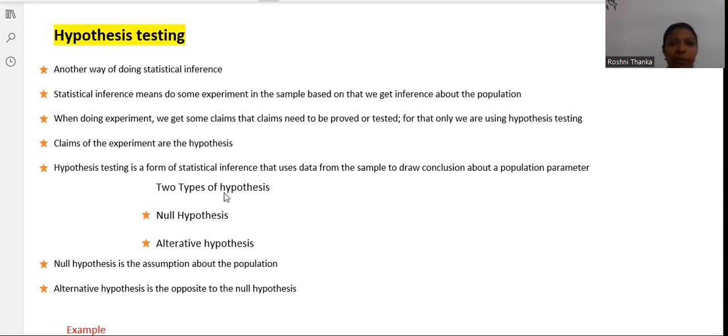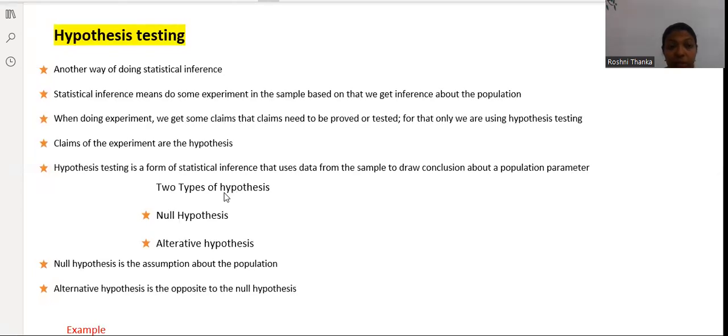When we do the experiment with the sample, we will make some claims, right? For example, this mean will be like this. So we make some claim. That claim we call a hypothesis. And we want to prove this claim for the population parameter also. That is what is called hypothesis testing.